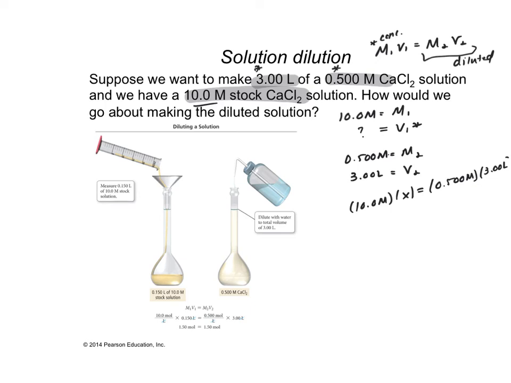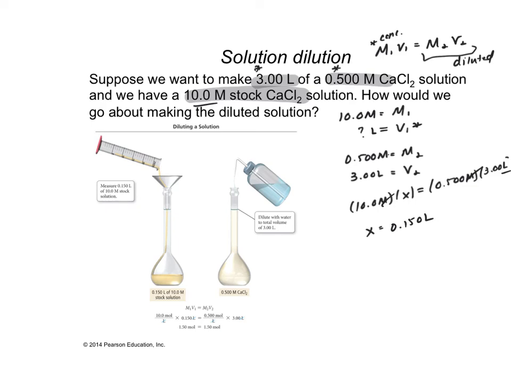So if we go ahead, multiply, and then divide both sides by 10, we get 0.5 times 3 divided by 10, which gives us 0.150. We're in units of liters, because when we divided both sides by that 10 molar, the molarities canceled. And again, we're looking for a volume anyways, so our units are good. Okay, so now what does this mean?